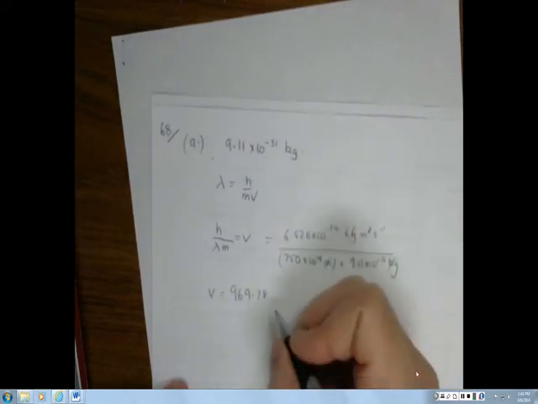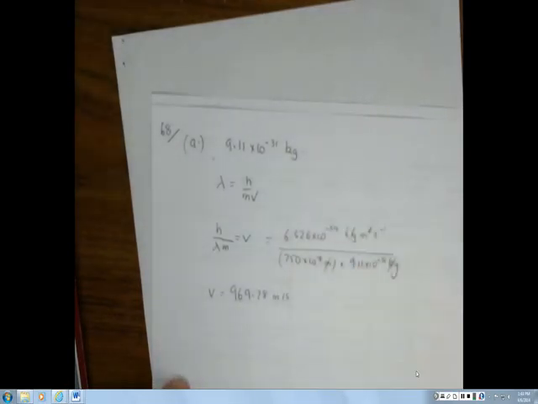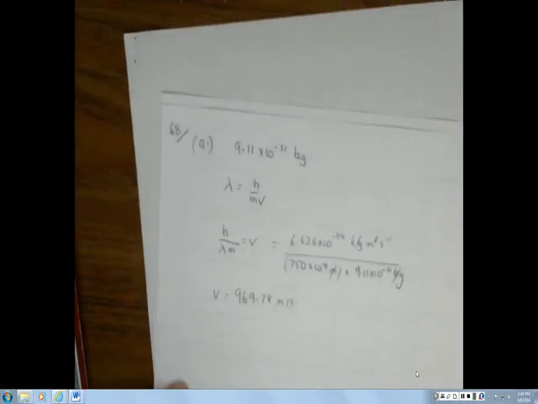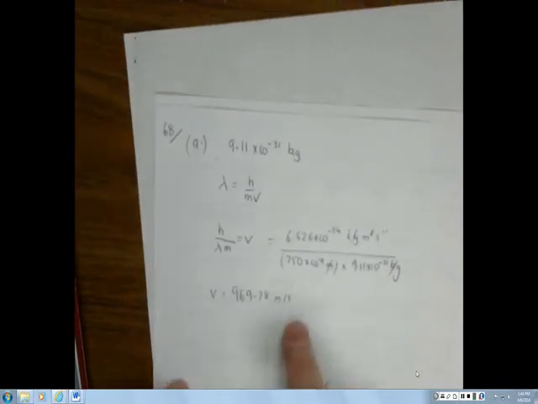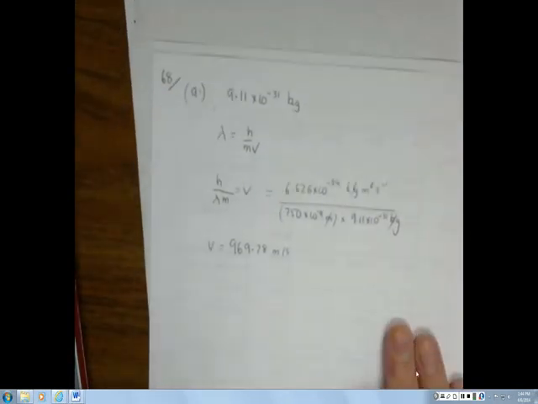969.78 meters per second. Probably should think about sig figs. In the problem you were given 5 sig figs, and that's what I've given there, but I kind of rounded off a little bit. You probably shouldn't do that. Okay, all right, the next one, B, it's a proton.